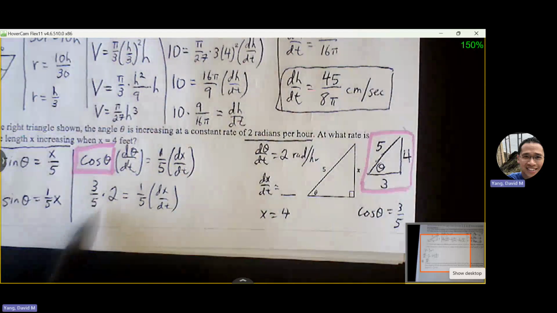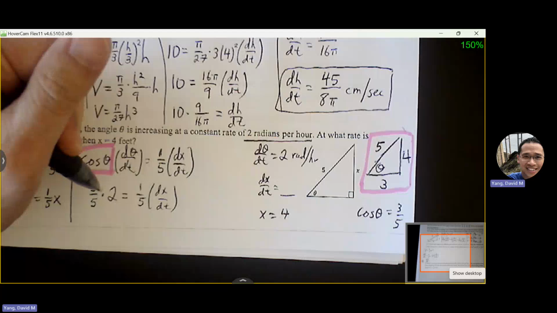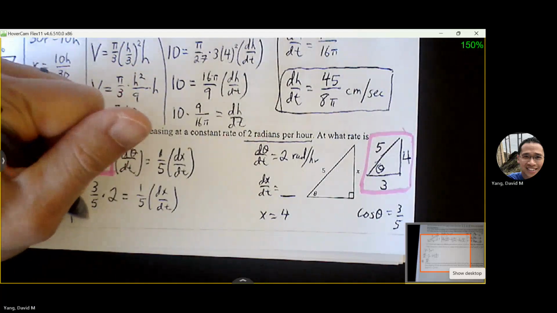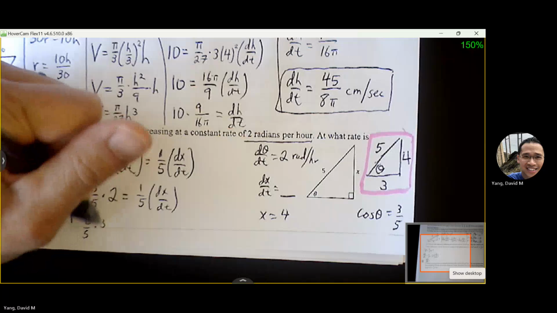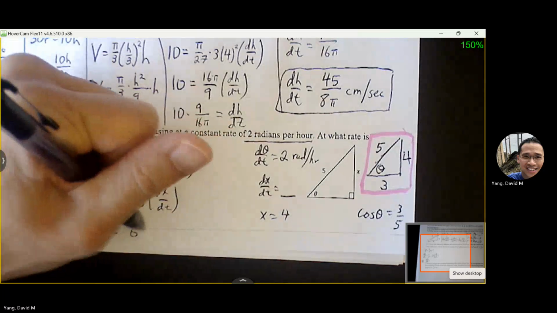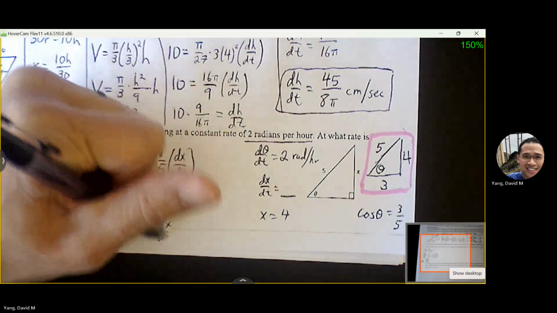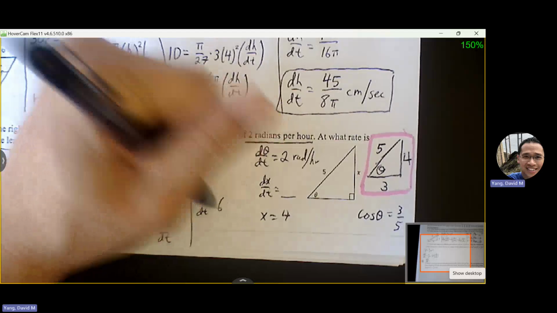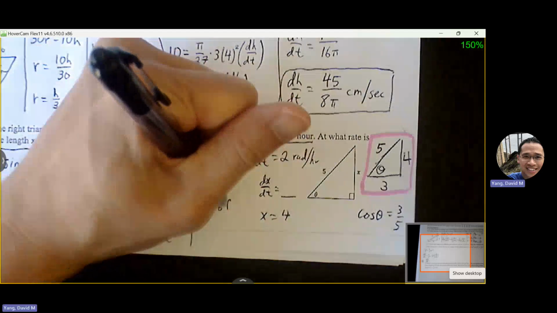So multiply by 5, I get 6, 30 over 5, which is 6. So my dx/dt is 6, and the unit is feet per second.